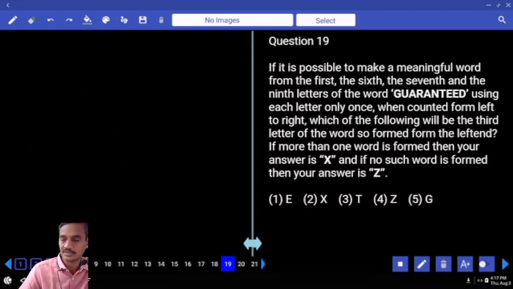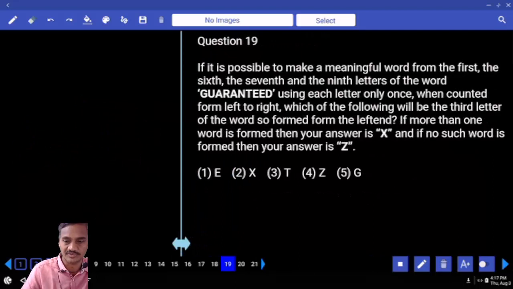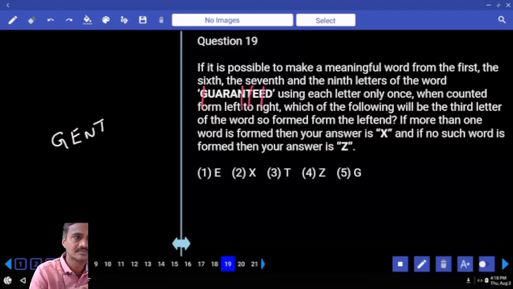Then 19th one. Now if it is possible to make a meaningful word with 1679. 1, 2, 3, 4, 5, 6, and 7, 9. Now G and T. G, E and T, any word that can be formed? Gent. Isn't it? Now, gent is the word that can be formed. Then what is your answer here? Which of the following letters is the third from the left? Third from the left, that is N is the answer.